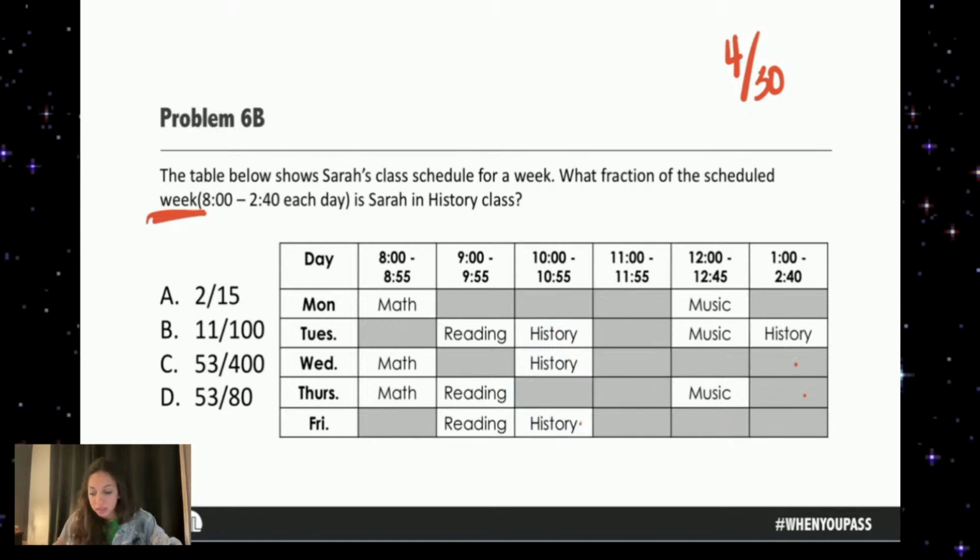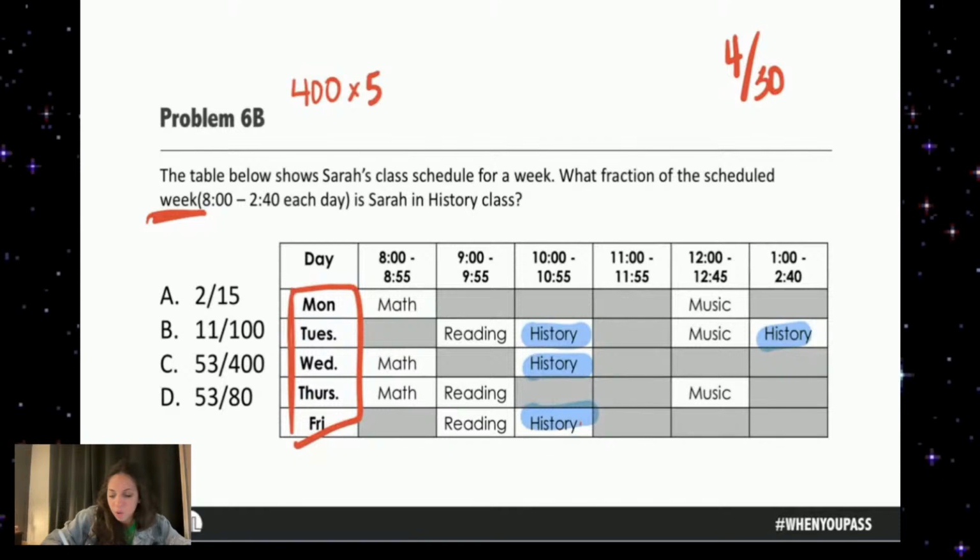That's not going to work because the blocks are not the same size. There's a chunk that's missing in the middle of each section. There's a break. So we don't want to do that. So we want to figure out how many minutes in our scheduled week that we have. Well, we already know that we have 400 from the previous problem in one day. How many days do we have? 5. 400 times 5 is 2,000. That's my whole. What is my part?